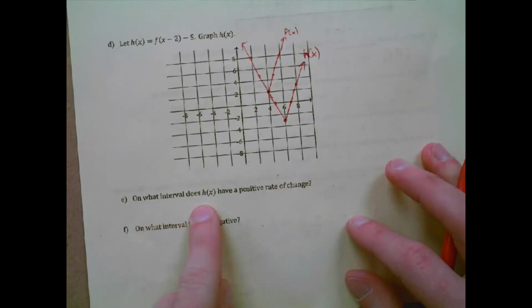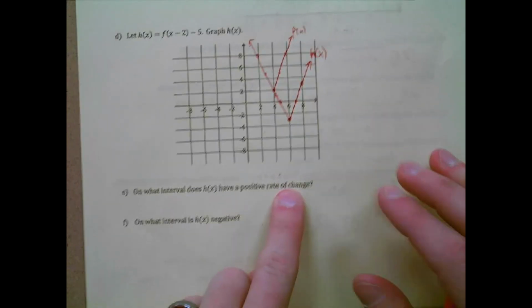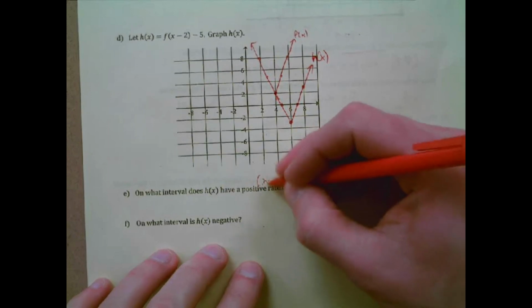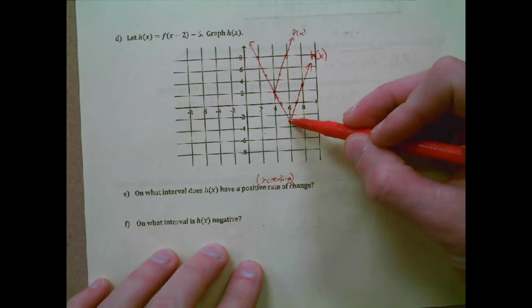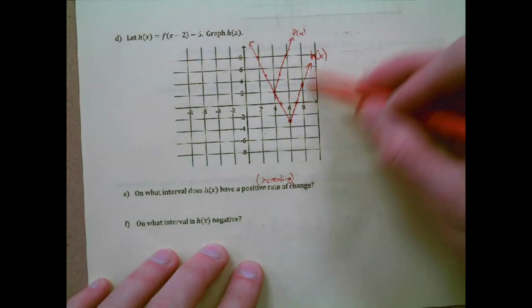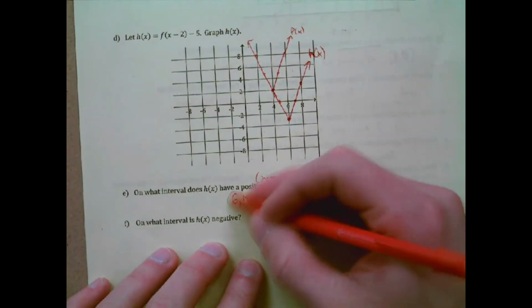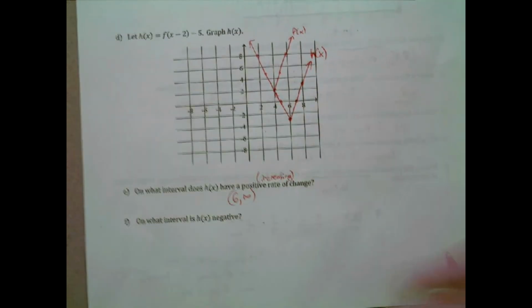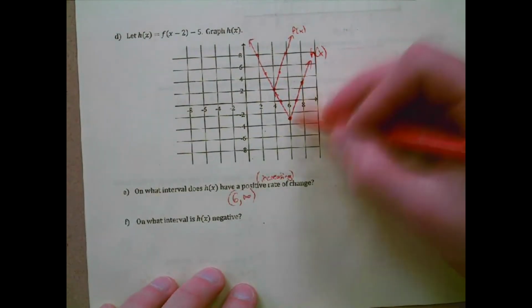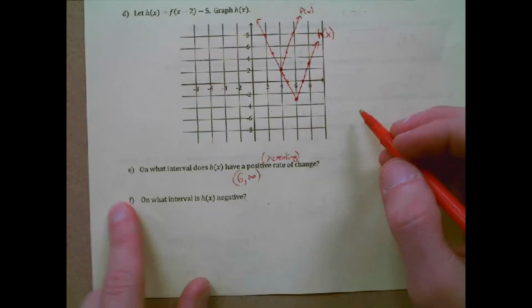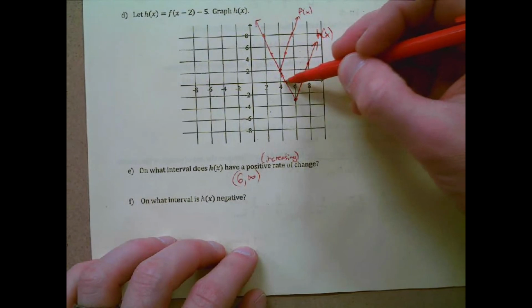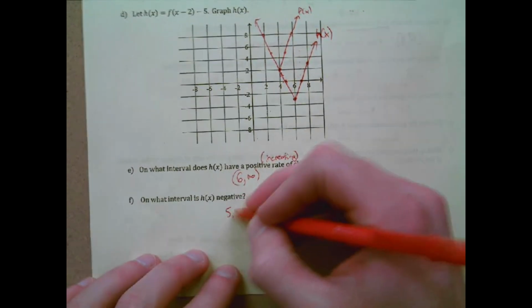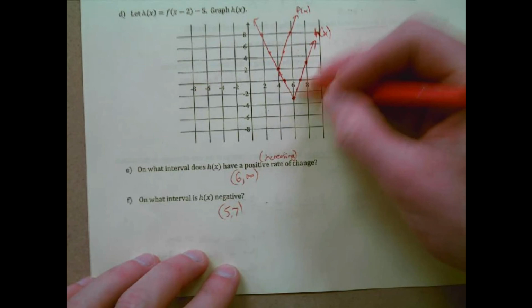Okay. On what interval does h of x have a positive rate of change? That means, in other words, when is it increasing? So now we have h of x graphed. Okay, we're increasing from the x value of 6 to infinity. Just 6, right, up to infinity to the right. And then on what interval is h of x negative? It's between these 2 points, which is between 5 and 7. When the function is below the x-axis there.